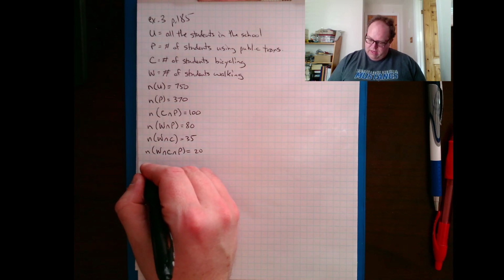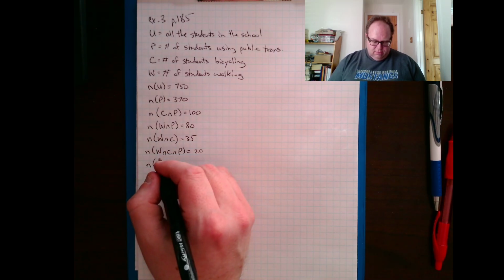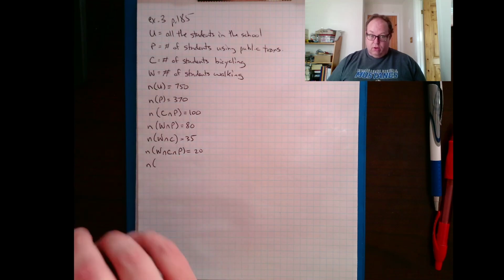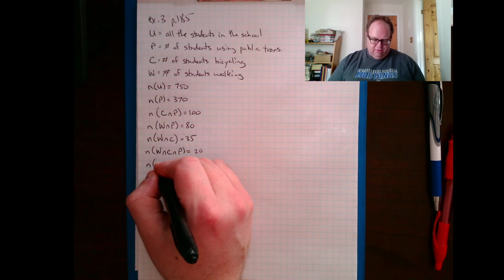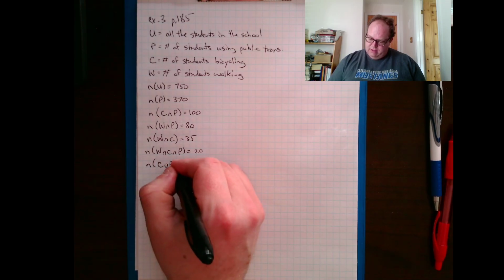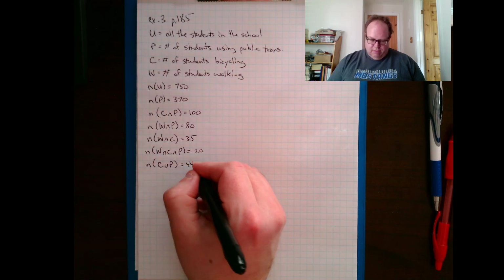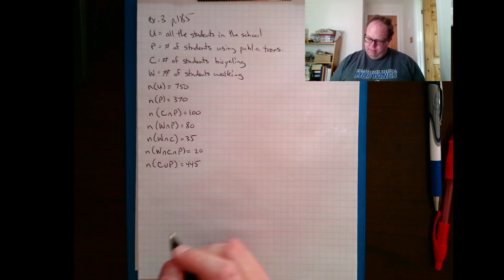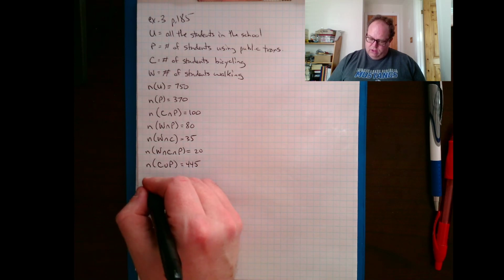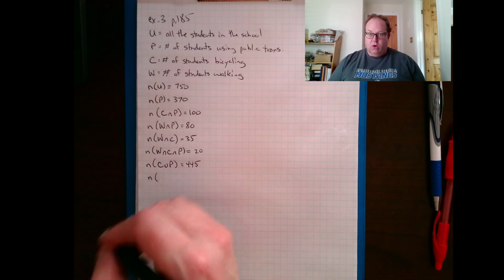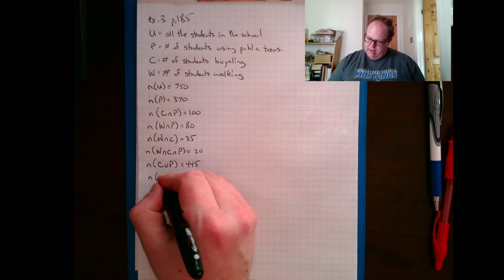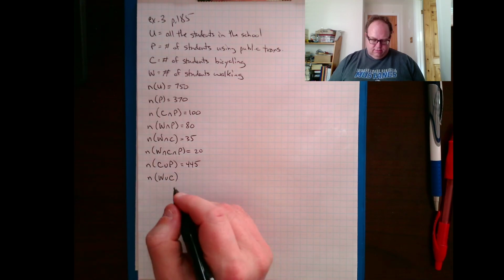445 students cycle or use public transit. And there they say cycle or use public transit, so we got to be careful on the wording. Cycle or use public transit is the union of the two sets, because that could be anybody who uses one, the other, or both. And 265 students walk or cycle, so that again is a union of sets.